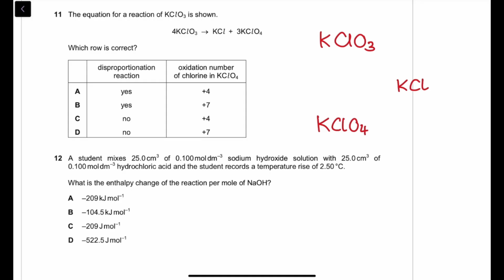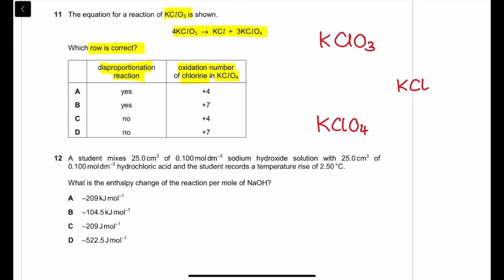Question number 11. The equation for a reaction of KClO3 is shown below. Which row is correct? Whether or not it's a disproportionation reaction, and determining the oxidation number of chlorine in KClO4.